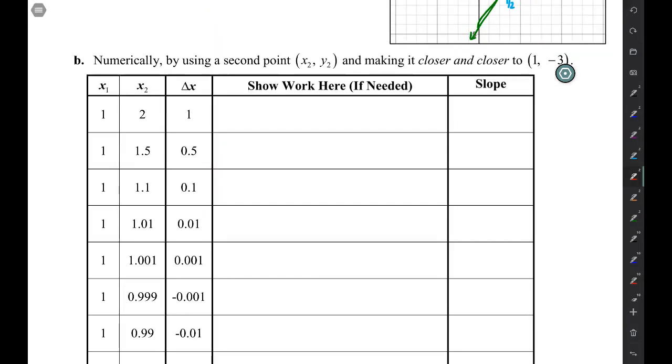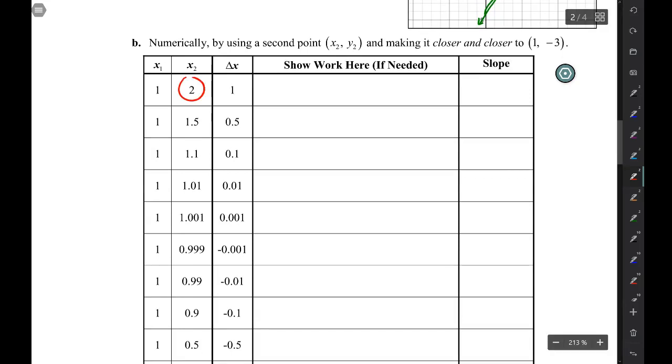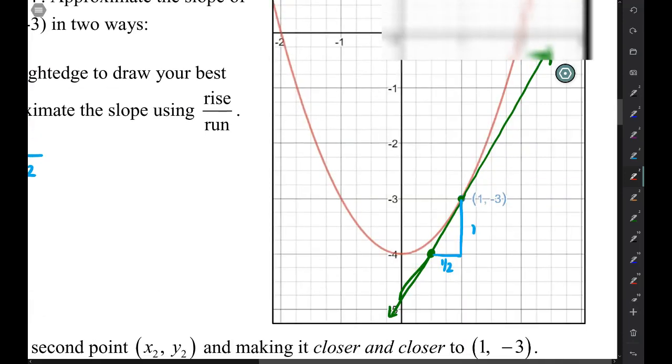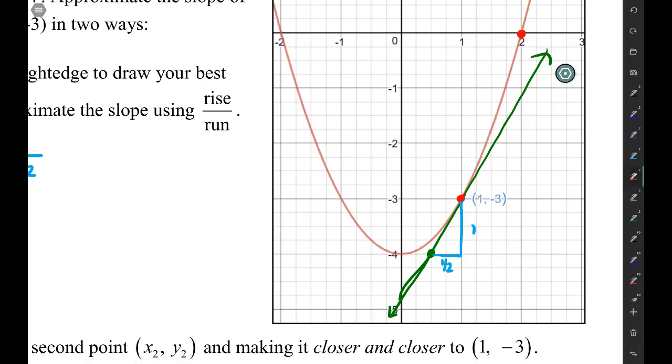So we have x1. That one's always going to be at 1. That one's not going anywhere. That's what I like to call my stationary point. But then we have x2, where we're going to change the location of x2 to try to make the secant line become closer and closer to a tangent line. So with our first one, we're letting x2 be 2, which means we would have the point x equals 2, which is right here. Now, if I connect those 2 points, that would be a secant line.